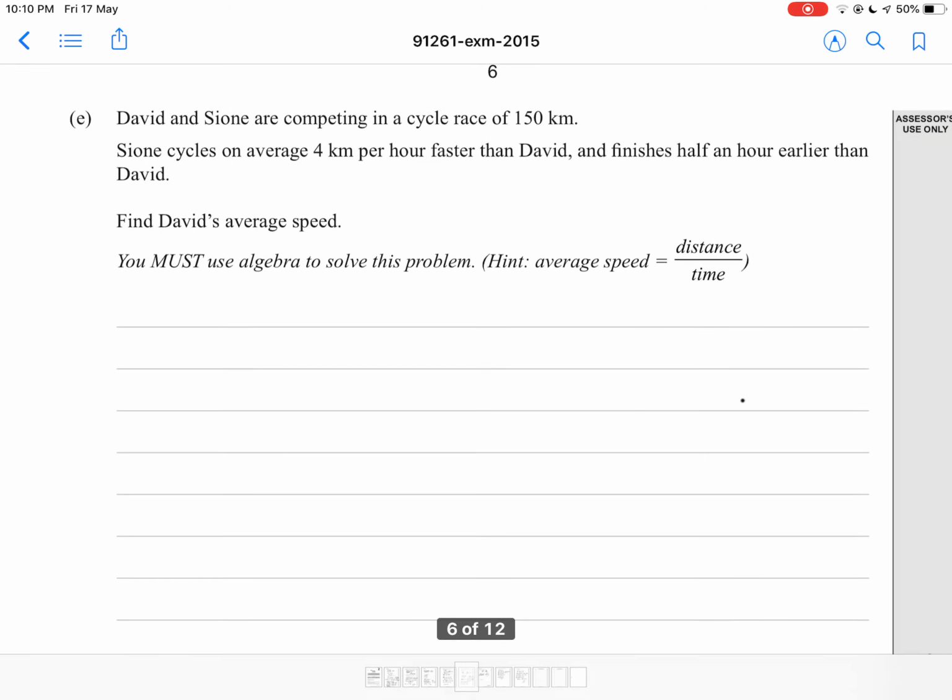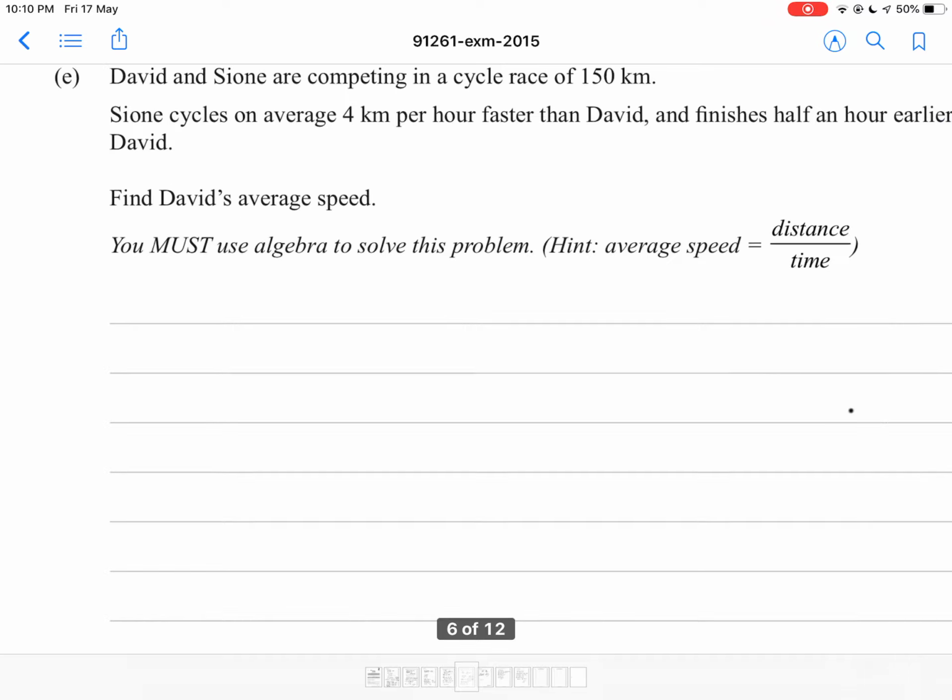David and Sion are competing in a cycle race of 150 kilometers. Sion cycles on average 4 kilometers per hour faster than David and finishes half an hour earlier than David. Find David's average speed. You must use algebra to solve this problem, okay?